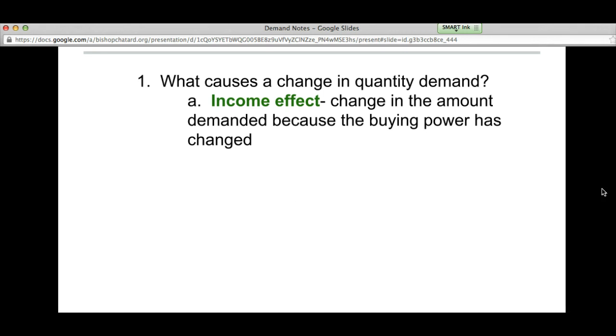All right. Now, what causes a change in quantity demand? Why is it that we like lower prices? Well, there's one reason, which is the income effect. The income effect is the idea that when you change the price of a product, you feel richer or you feel poorer, even though your income hasn't changed. Okay, so it's a change in the amount demanded because the buying power has changed. You can buy more, you can buy less when you change the price.